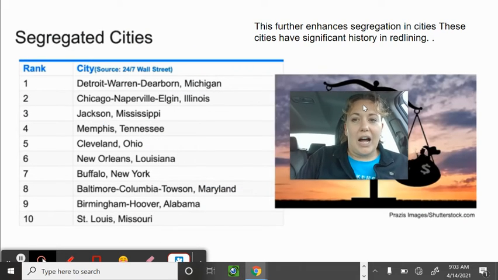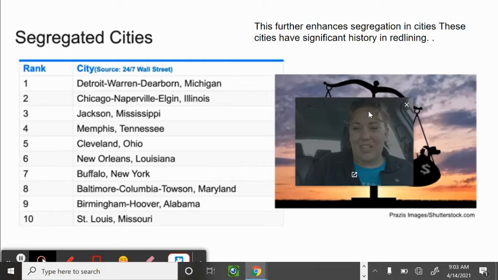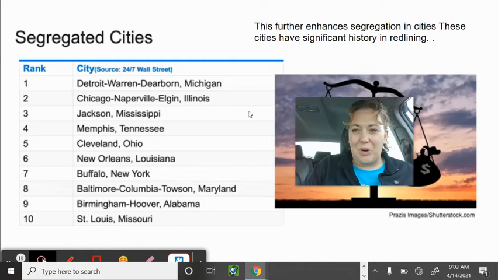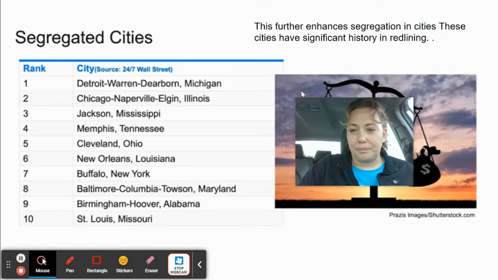Okay. Segregated cities. We talked about this a couple of standards ago. And it shouldn't surprise you that these same segregated cities have a significant history with redlining. That's how they become segregated.